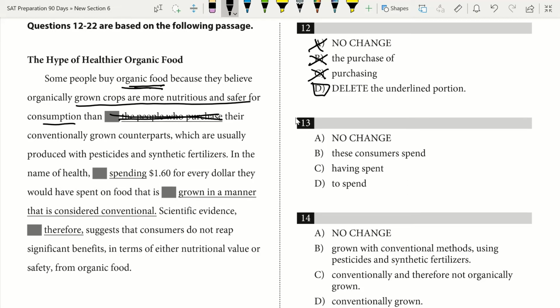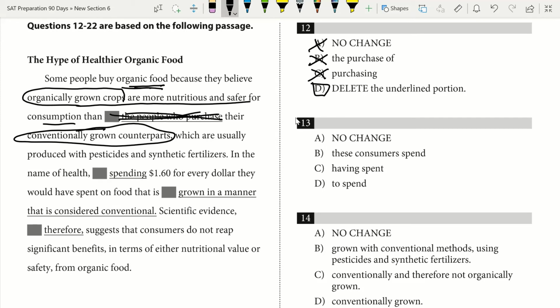Okay, anytime that we're talking about two things and we're comparing them, we want to make sure we're comparing the correct things. We're comparing organically grown crops here to conventionally grown counterparts, right? We're comparing those two things. We're not comparing the people who are purchasing them. So we want to delete that underlined portion. So 12, answer there is going to be D.